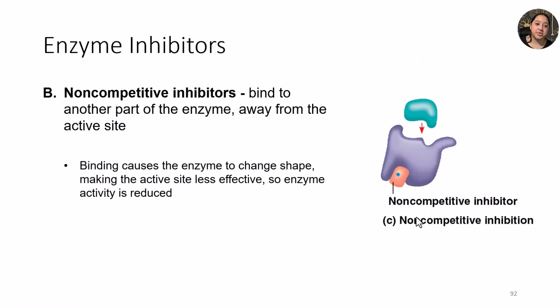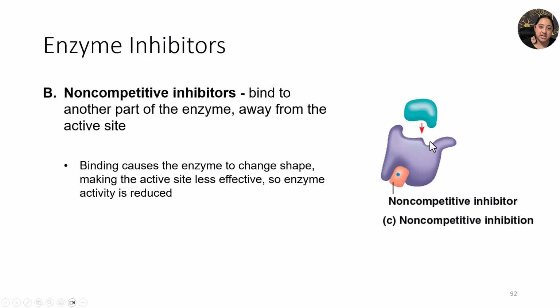Non-competitive inhibitors bind somewhere else. Proteins, again, are super complex, and enzymes are really complex, and so they might have other sites. So in non-competitive inhibition, the inhibitors actually bind to a different part of the enzyme away from the active site. It's not competing for the active site, it binds somewhere else, but then that causes a shape change in the enzyme and makes the active site less effective, and so now the enzyme activity is reduced.